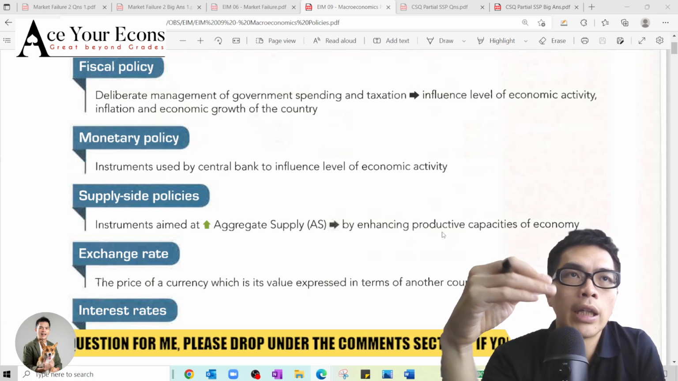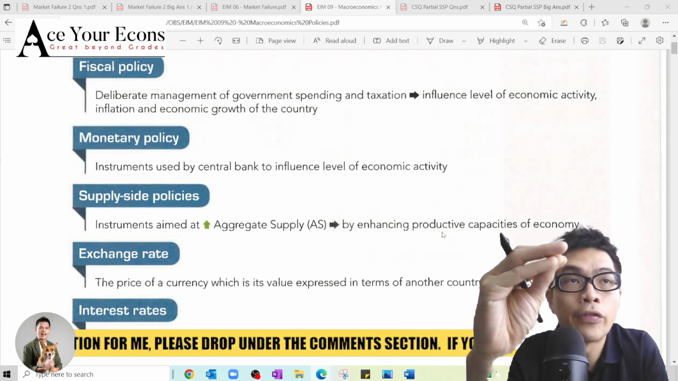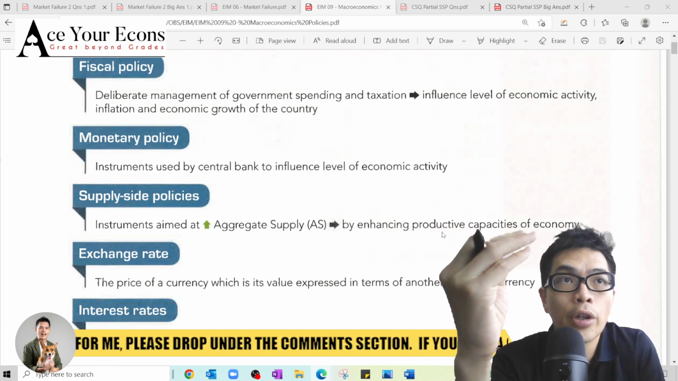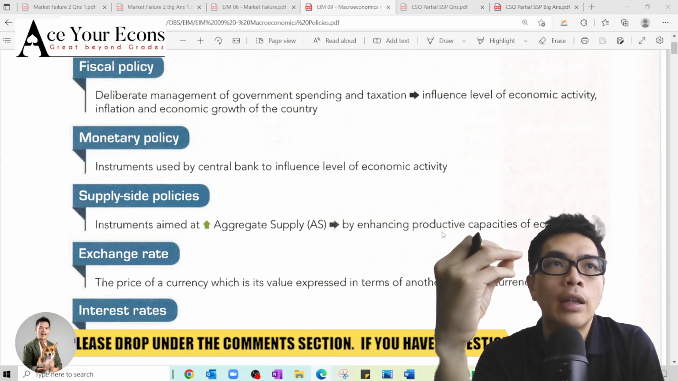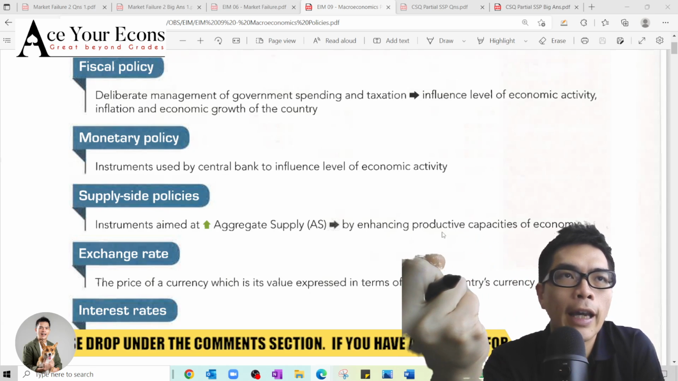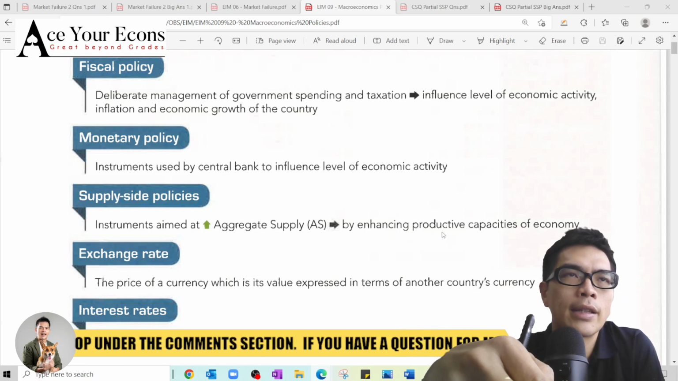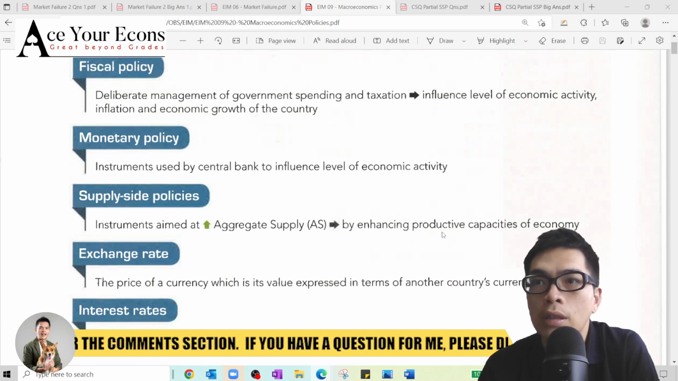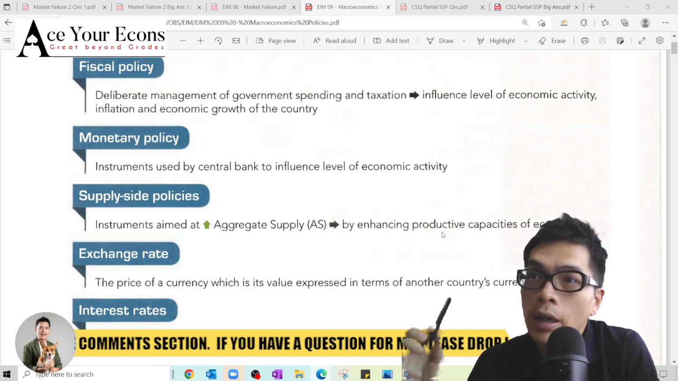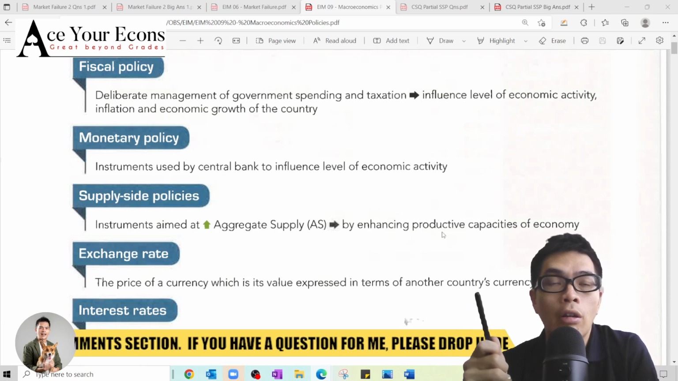Alright. So increasingly, there are also different approaches. Reduction of your production costs, in a modern day context, is also accepted as a supply side policy because it shifts your AS curve downwards. So the focus is on LRAS. Yes, the focus is on LRAS.